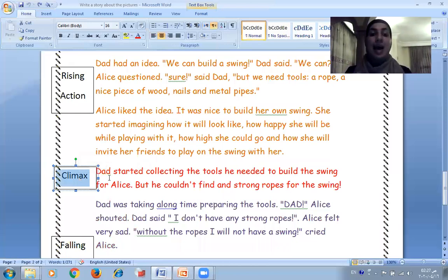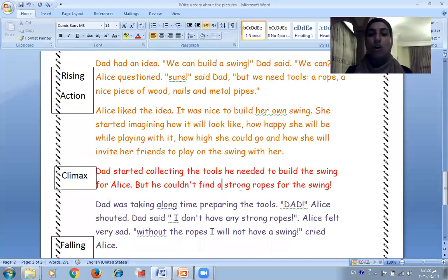It's Dad started collecting the tools he needed to build the swing for Alice, but he couldn't find strong ropes for the swing. So here is the problem. He was preparing himself to make the swing for his daughter Alice, but he couldn't find strong ropes for the swing. So that's a big problem for them because without the ropes, they will not be able to make the swing.